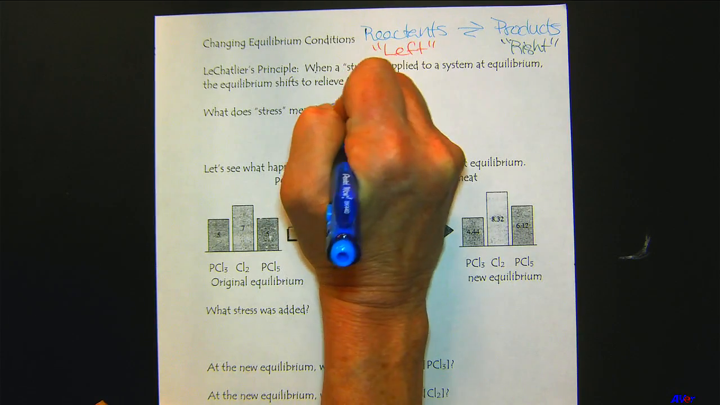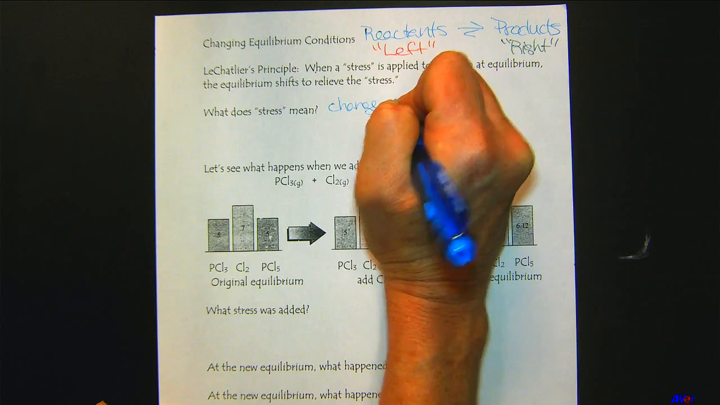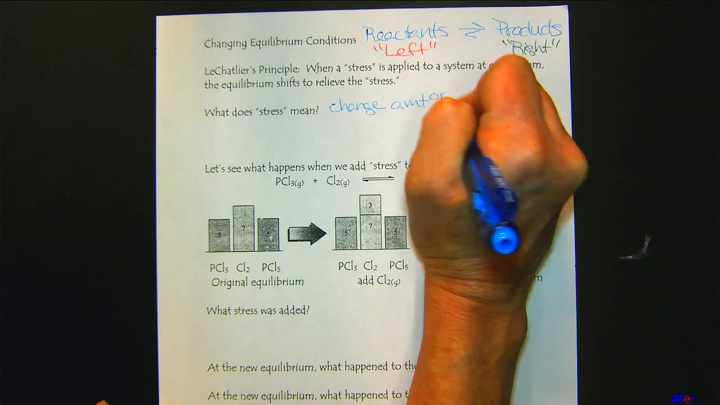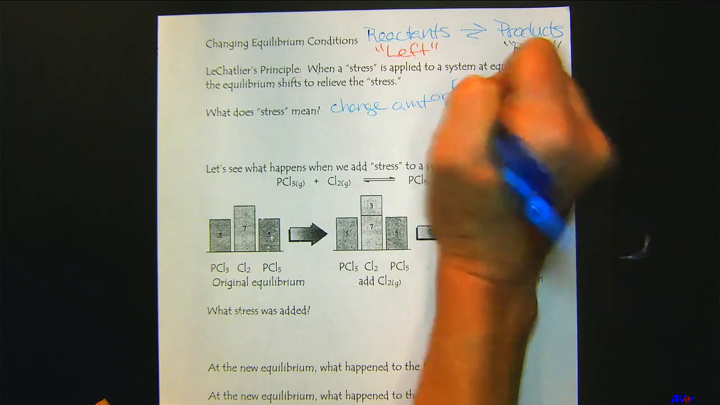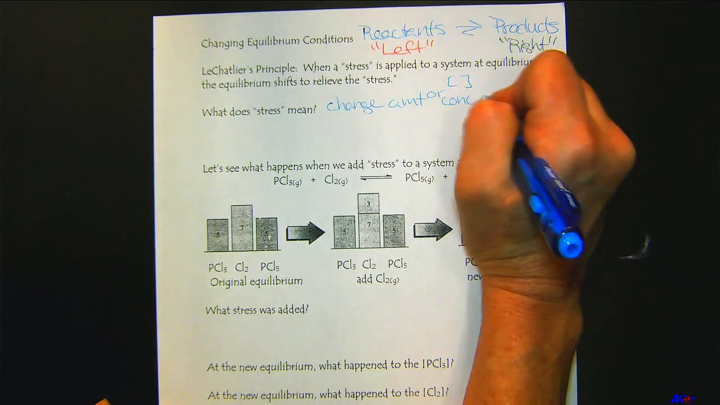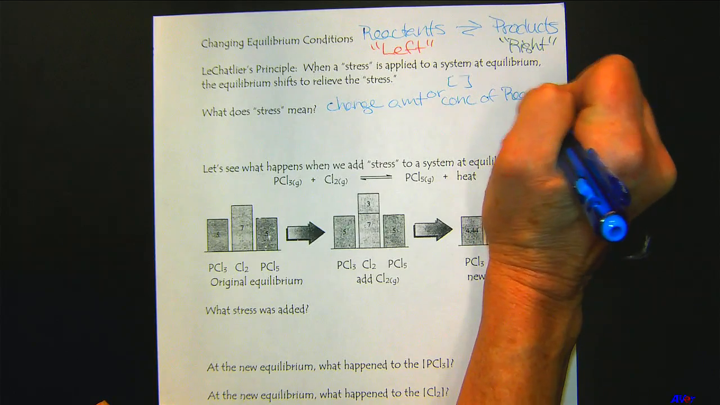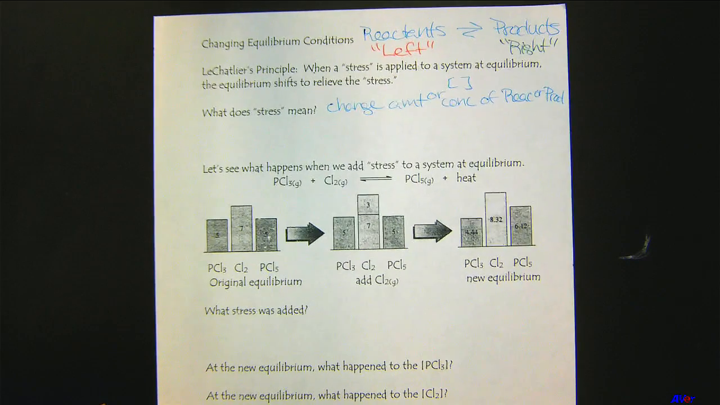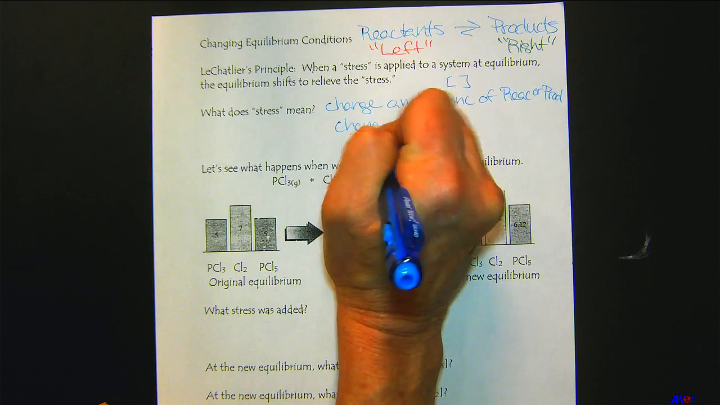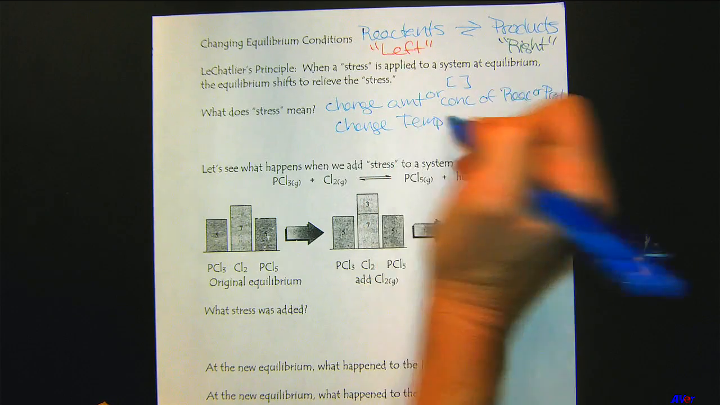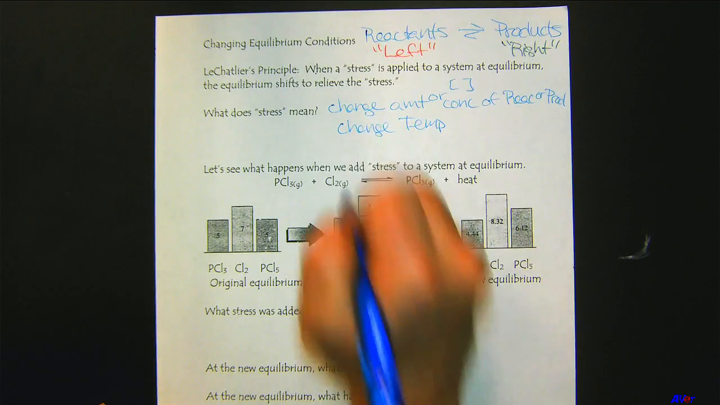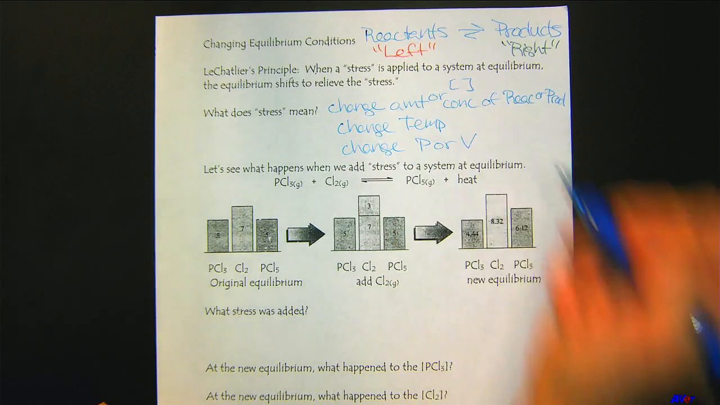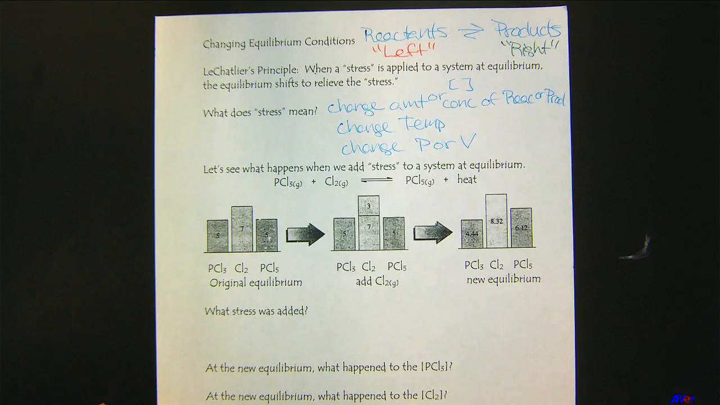Well, if we change the amount or concentration, we use those square brackets for concentration, of reactant or product, that's going to create stress. If we change the temperature, that will create stress. Or we can change the pressure or volume of a system, and that will create stress.